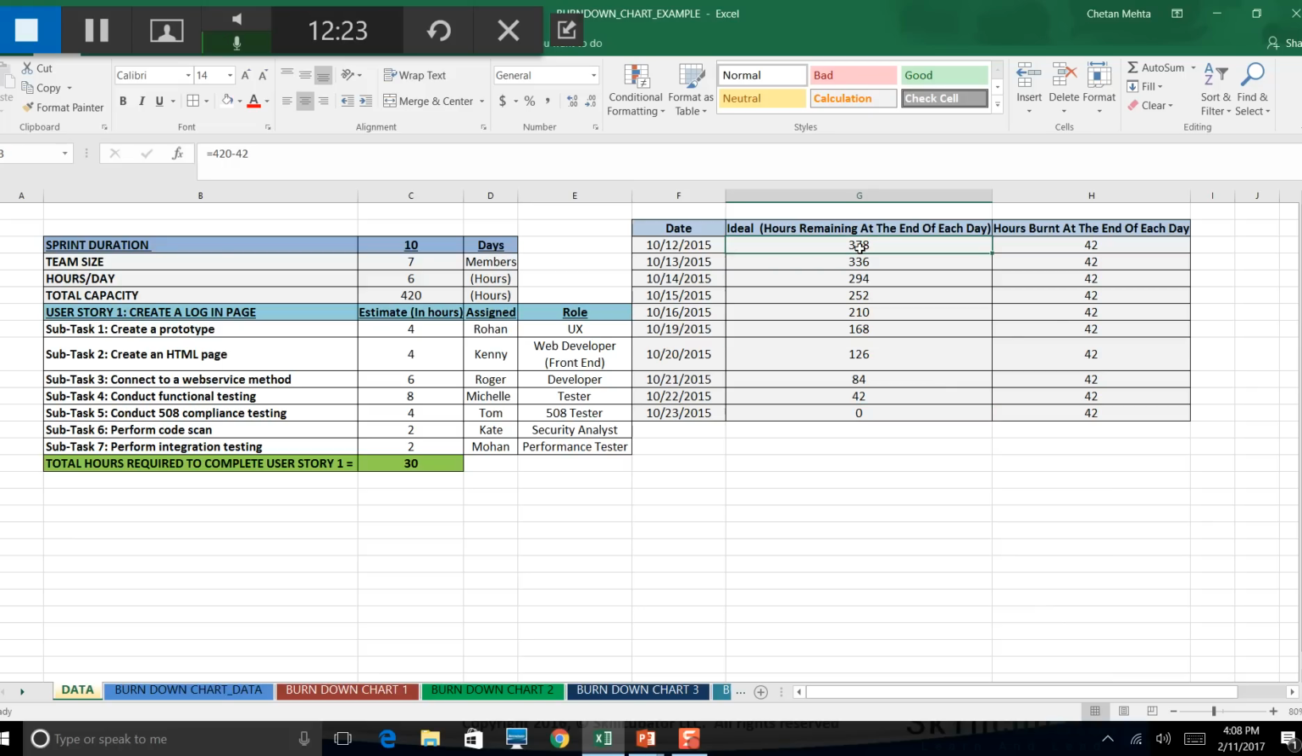So you start with 42 hours on day 1. By the end of the first day, which is 12th, you have burned 42 hours. That means you still have 378 hours of work to be done. Same thing, by the end of the second day, you finish 42 hours, and then you have 336 hours left. Likewise, each day you will be burning 42 hours, and that's how on 23rd you are done with all your hours. There is nothing left. And this is known as your ideal burn rate.